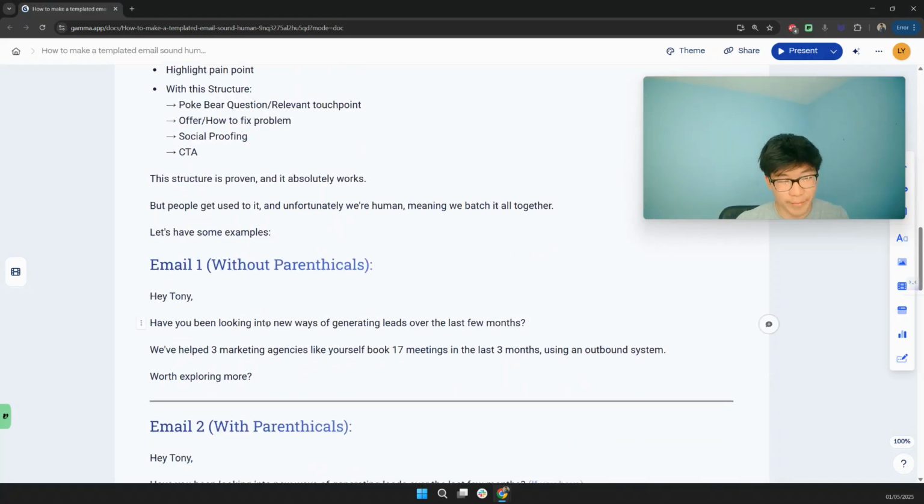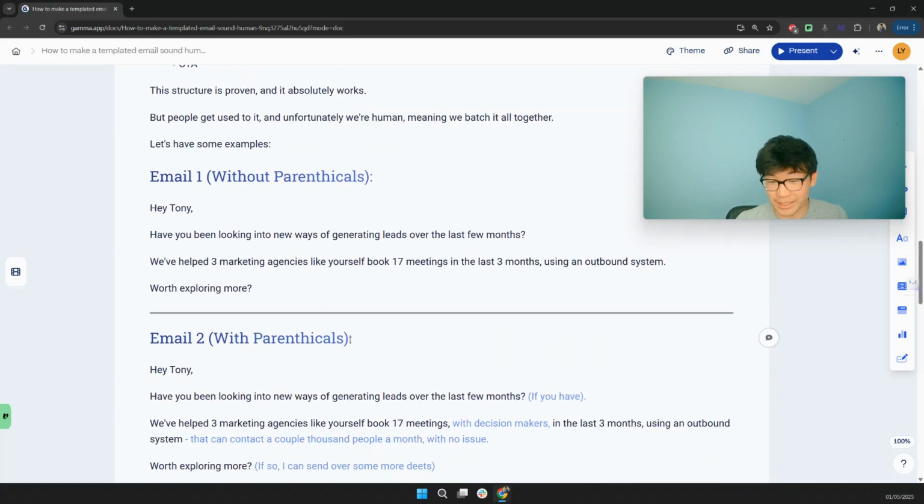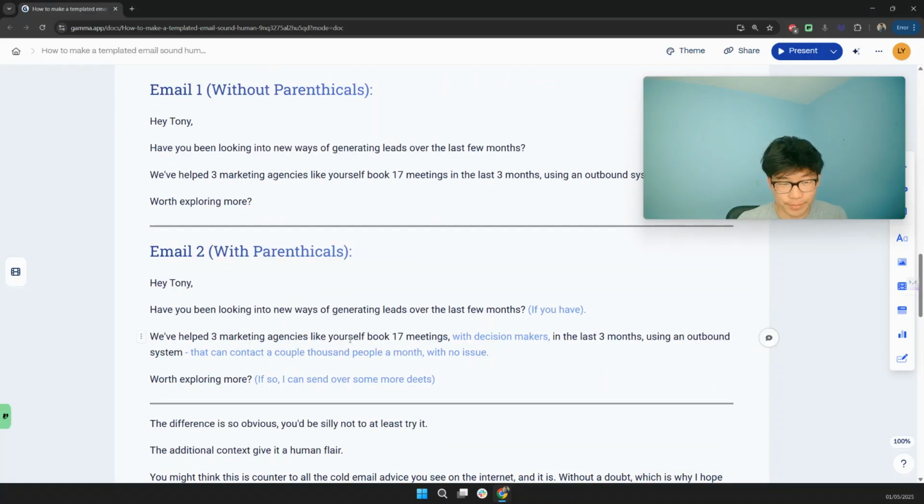So, email one without parentheticals. Hey Tony, have you been looking into new ways of generating leads over the last few months? We've helped 3 marketing agencies like yourself book 17 meetings in the last 3 months using an outbound system. Worth exploring more. So this is a pretty general email. It looks well written, but it's also basic in a sense.